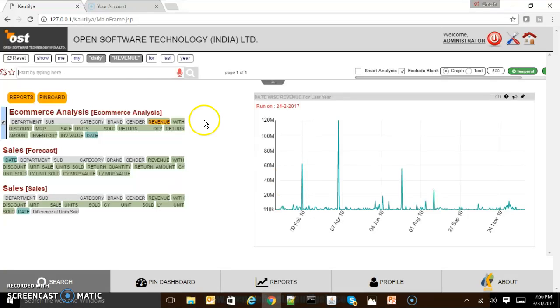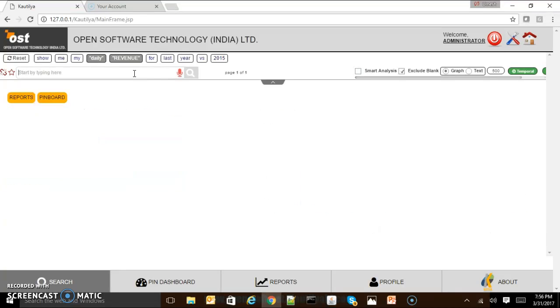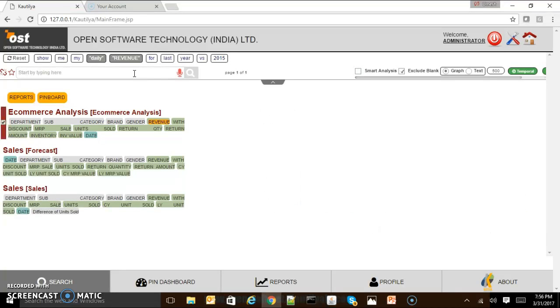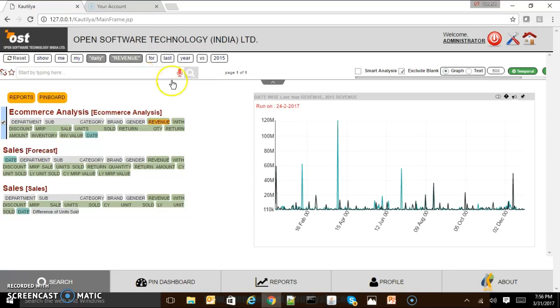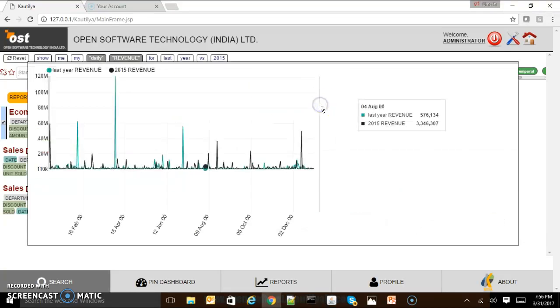So I'm seeing this for last year, but I'm now a little bit worried, and I may want to see this as a comparison to 2015. Well, I want to see how my data is growing. So I've just changed this from just last year to last year versus 2015. Let's see now what happens. So now I have an overlaid line on this. Let me zoom this up.